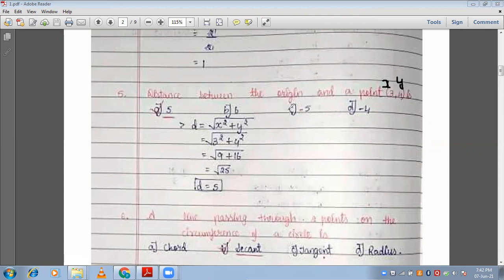And observe here, they have also given minus 5. So the root value is plus or minus 5. But distance means only a positive number. So d is equal to 5. So the correct option is plus 5. Next, sixth question.